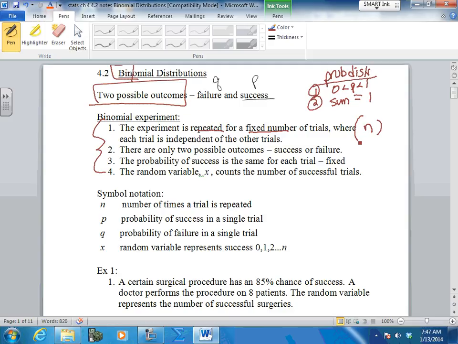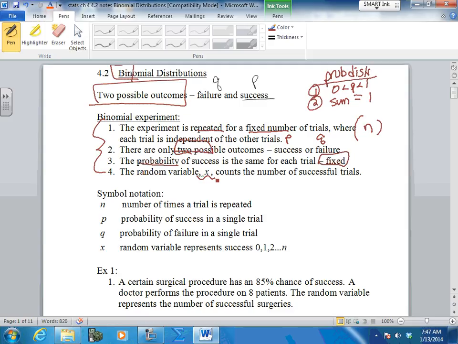So, there are also two possible outcomes. Just two. A success and a failure. The probability itself for success or failure has to be fixed. The chance of rain is 30% at any given day. It can't be 30% today, 40% tomorrow. If I hit a home run, it's always 1/3 of the time I hit the home run. That cannot change. And the random variable x counts all your successes.